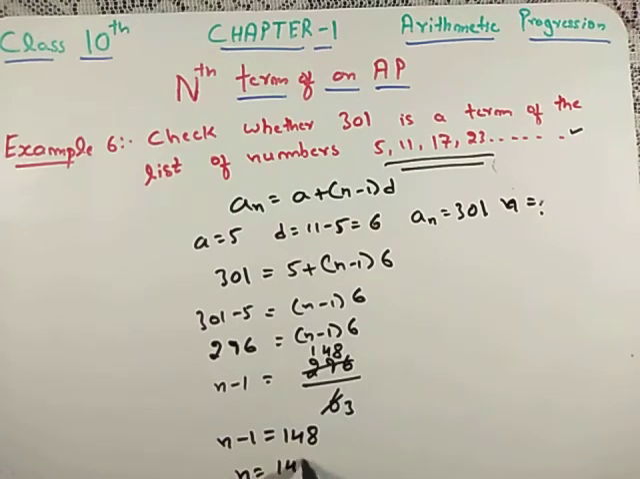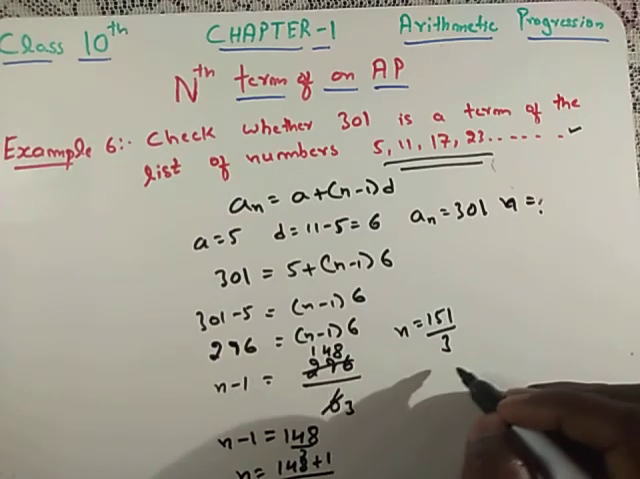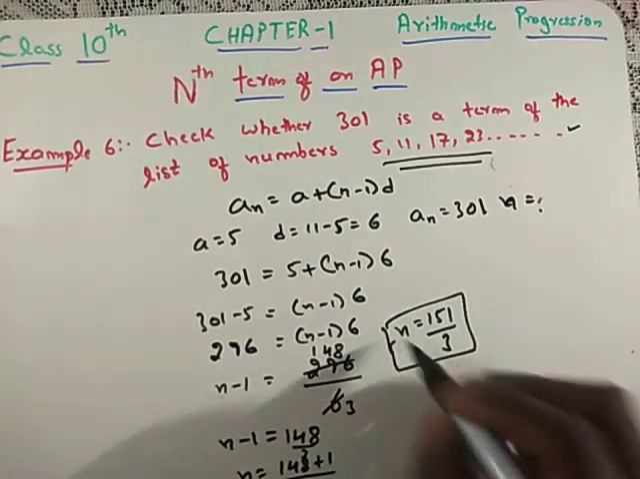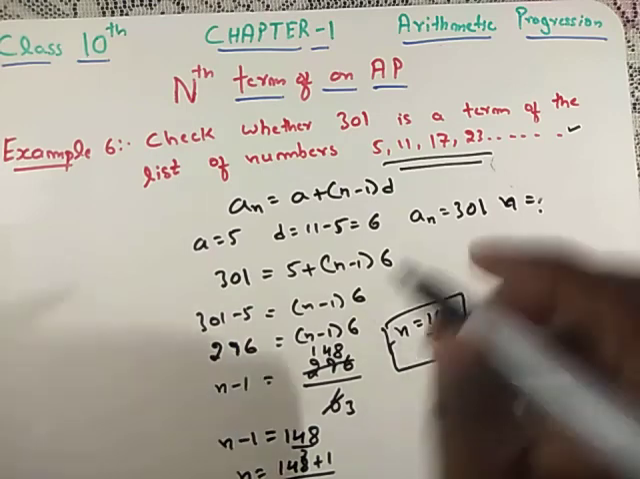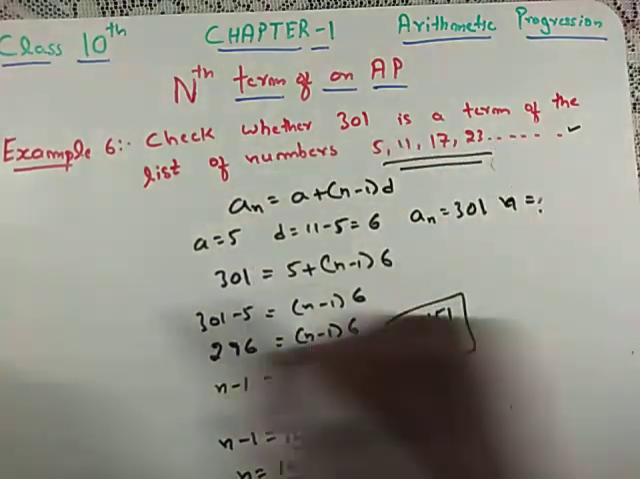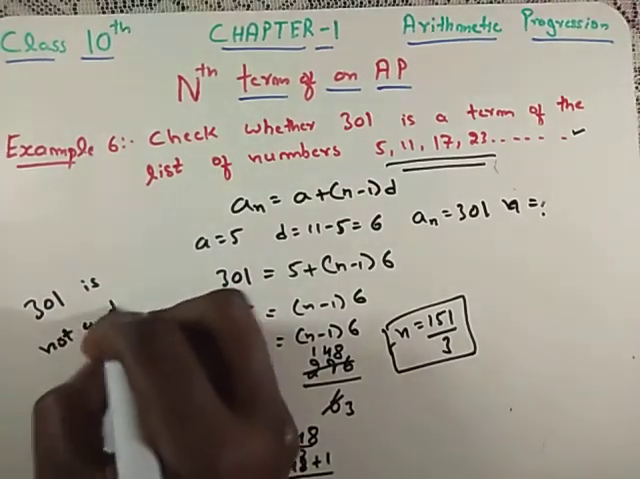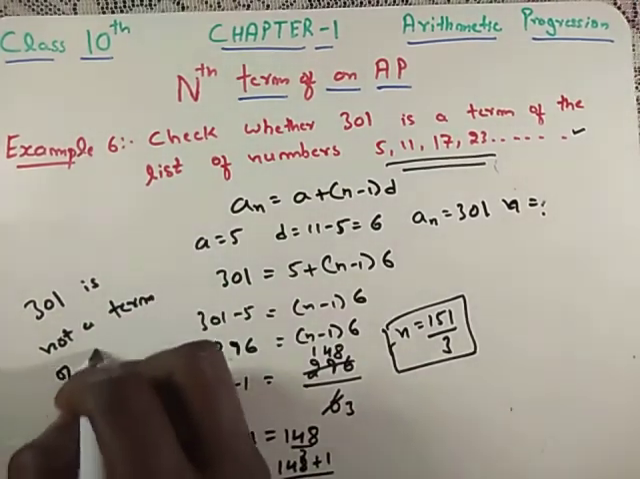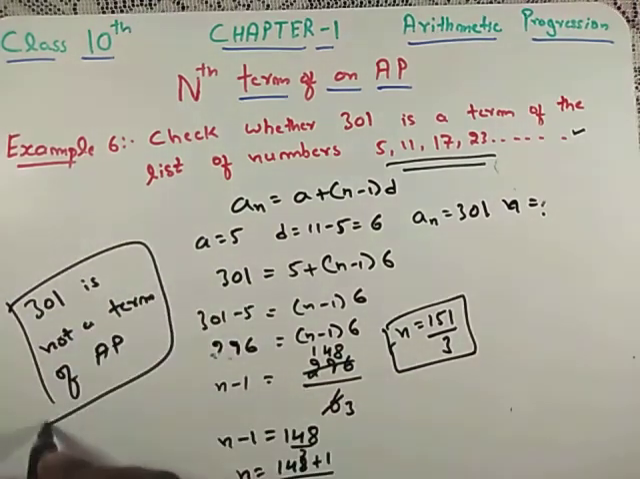n is equal to (148 plus 1) divided by 3. Therefore, the value of n is 151 divided by 3. Here the value of n is not a positive integer, it is a fraction, that is 151 divided by 3. Therefore, 301 is not a term of the given arithmetic progression.